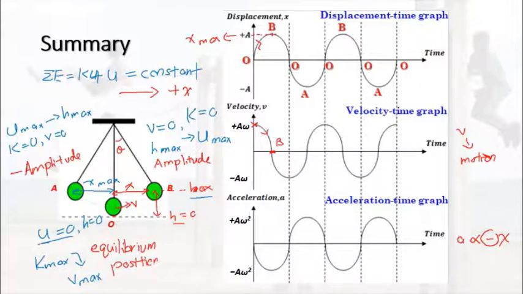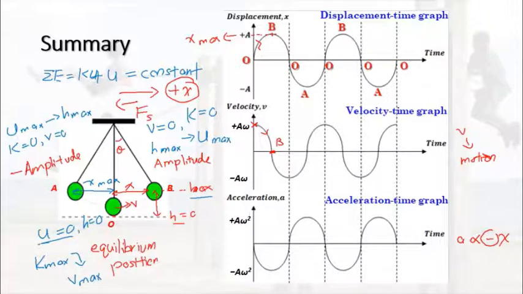Okay, so you have the right-hand side as positive x. So whenever your object is located on the right-hand side, it doesn't matter whether it's heading towards B or towards O, as long as it has a positive x, the restoring force will always be pointing to the left. This is your restoring force. So they are always opposite in direction.